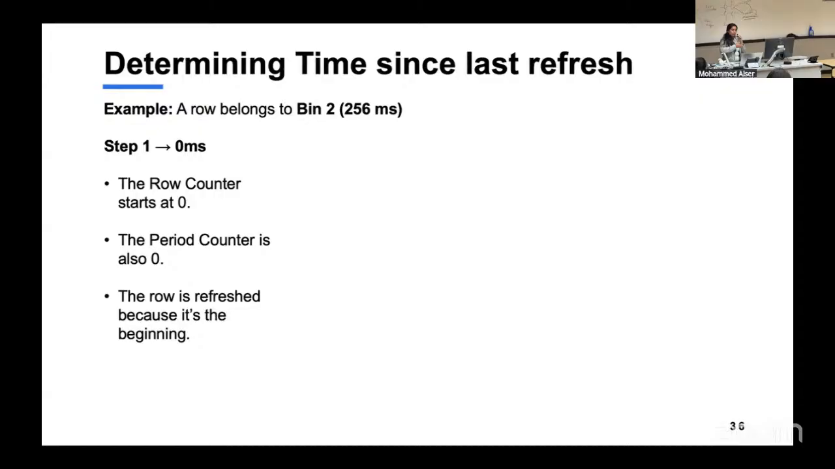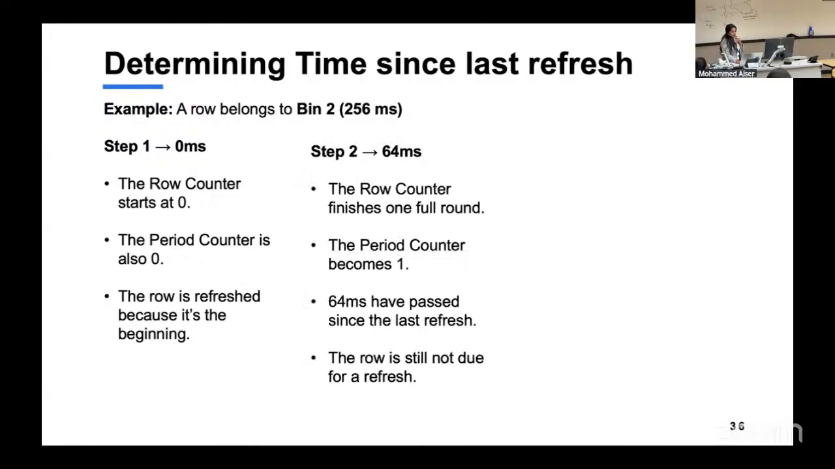So if it is being refreshed, at what time it will stop, that's the time interval they will calculate, right? Initially the row will be refreshed, and step 2 at the 64. So we know that the base interval is from 0 to 64, right? At 64 milliseconds, the row counter finishes the full round, and since it has completed the full round, the period counter will be incremented by 1.